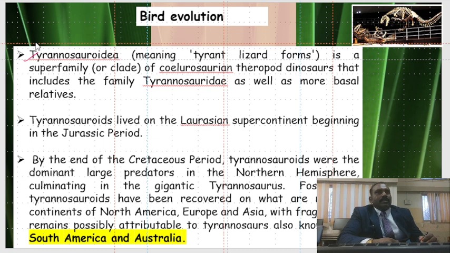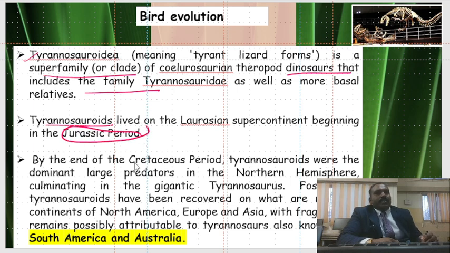Tyrannosauridae, meaning the tyrant lizard forms, is a superfamily or clade from the Coelurosaurian theropod dinosaurs that includes the family Tyrannosauridae as well as the more basal relatives. Tyrannosauroids lived on the Laurasian supercontinent beginning in the Jurassic period.